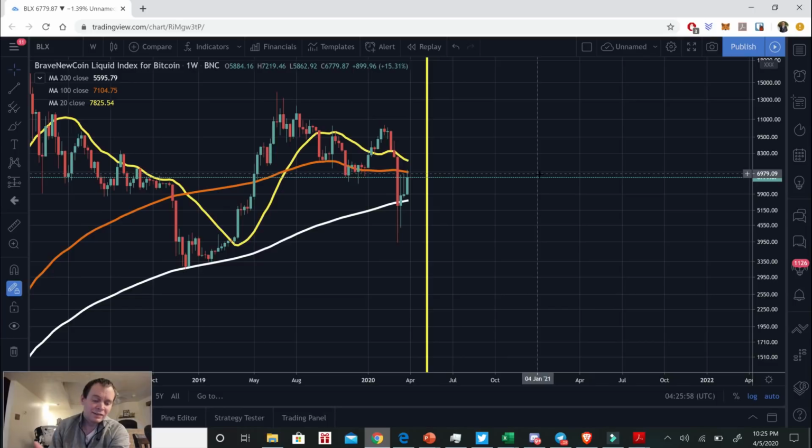Smart money is getting in slowly into the market. They're developing their positions so that they're ready for the market once it does take off. Okay, that's the idea. So look out for the 20 week.